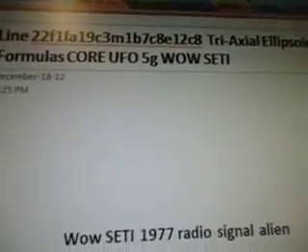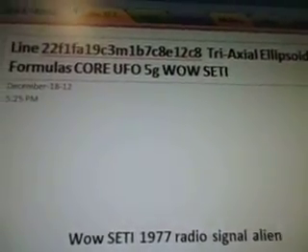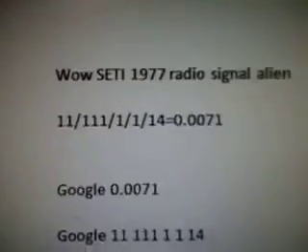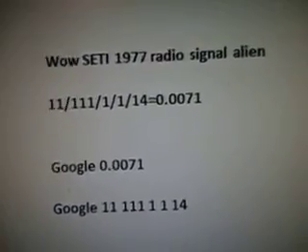Forces, formulas, core, UFO, 5D Wow Seti. It's first thing in the morning. Please excuse me. Okay, there's my alien radio signal here.